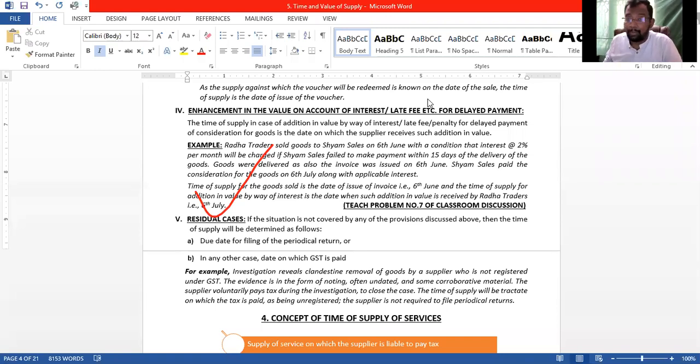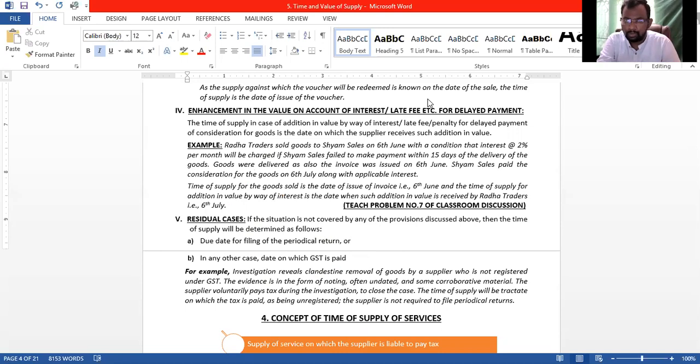Sorry, what is the time of supply? So let's see, if the situation is not covered by any of the above provisions discussed, then the time of supply will be determined as follows. If you are a registered person, then the time of supply will be the due date for the filing of the periodical return. If you are an unregistered person in any other case, the date on which GST is paid. The date on which GST is paid. Actually, whenever you pay GST, that is the time of supply. Clear everyone?